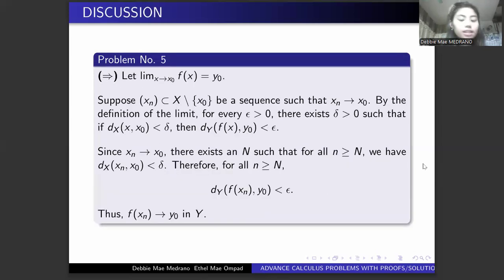So first, let the limit of f(x) as x approaches x sub 0 be equal to y sub 0. Suppose that x sub n in X minus the point x sub 0 is a sequence such that x sub n approaches x sub 0. By the definition of the limit, for every epsilon greater than 0, there exists a delta such that if... is that a delta? I don't know how to read that, but I believe it's delta.